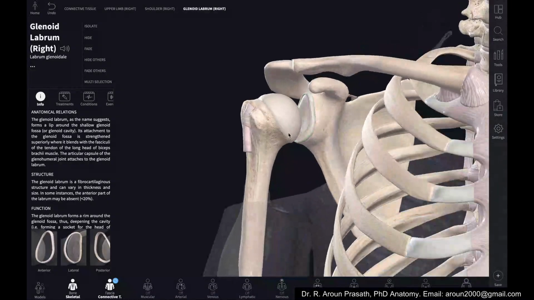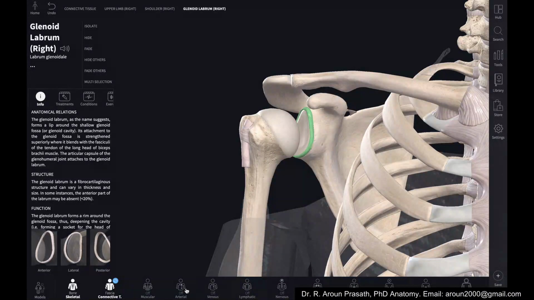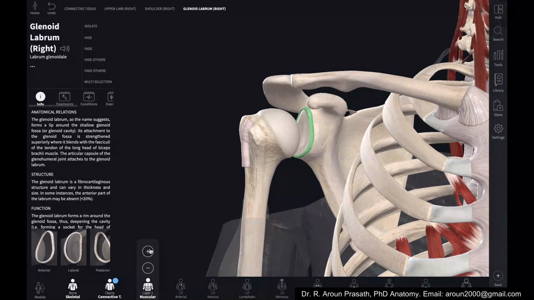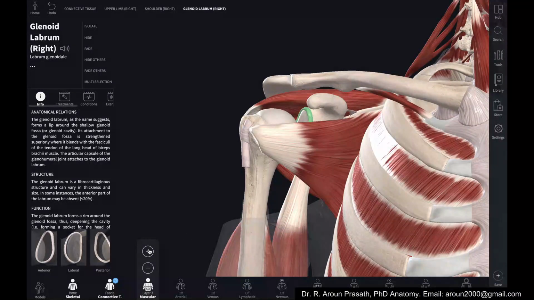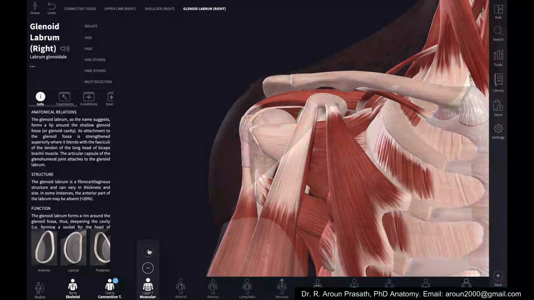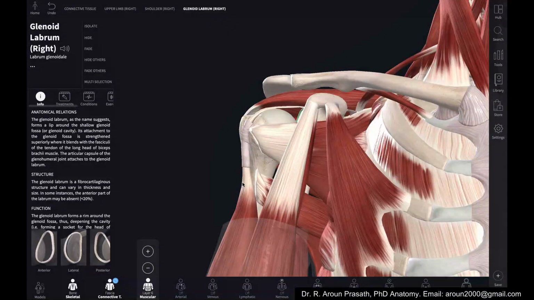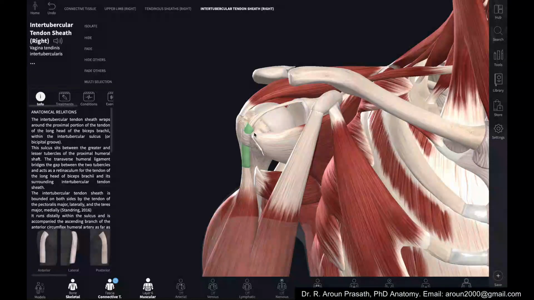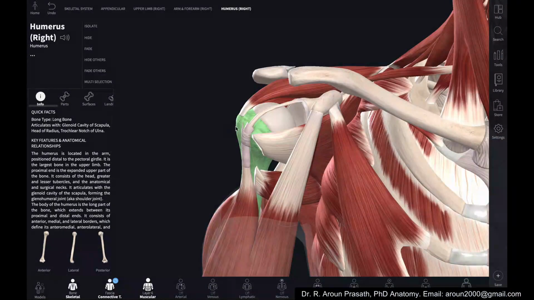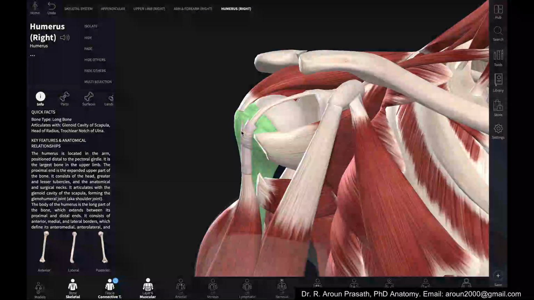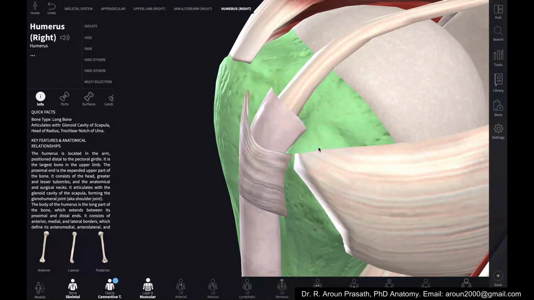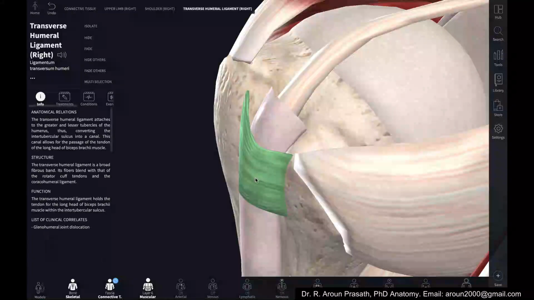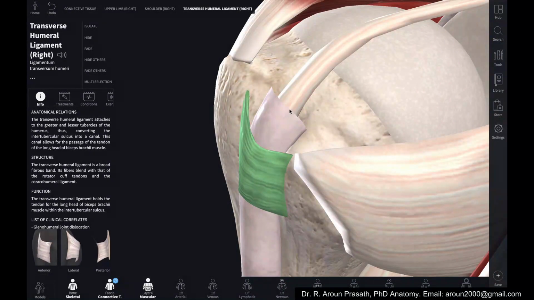Now what you have to see here is some important aspect: the biceps muscle tendon. Yes, you see, this is the biceps muscle tendon. This point is called the greater tubercle, and this point is called the lesser tubercle. So this is a transverse humeral ligament, and this pit is called the bicipital groove.